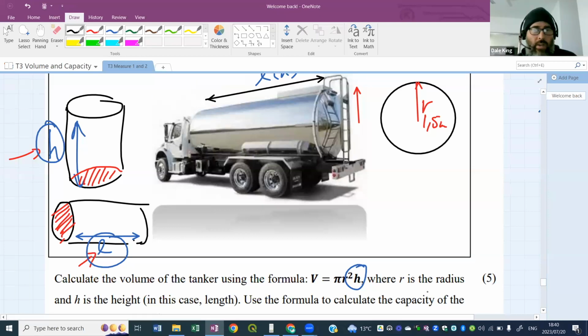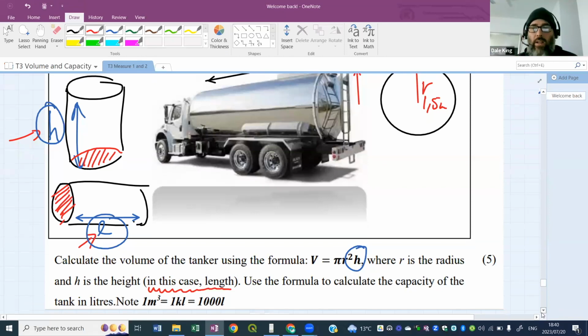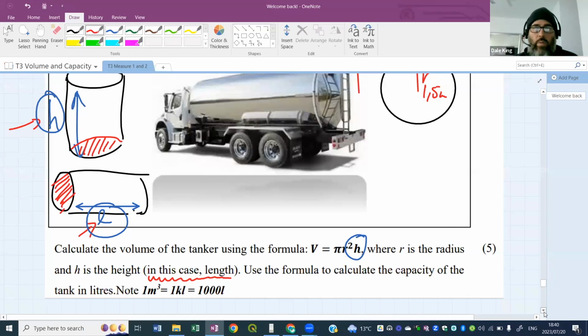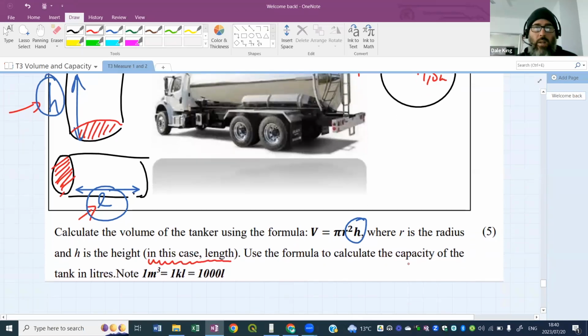Okay. R is the radius and H is the height. In this case, they're kind enough to say, in this case, don't be confused. It's the length. So these examiners are very kind to say, don't worry. If we say H, we actually mean the length. Okay. Use the formula to calculate. There's two parts to this. Use the formula to calculate the capacity of the tank in liters.